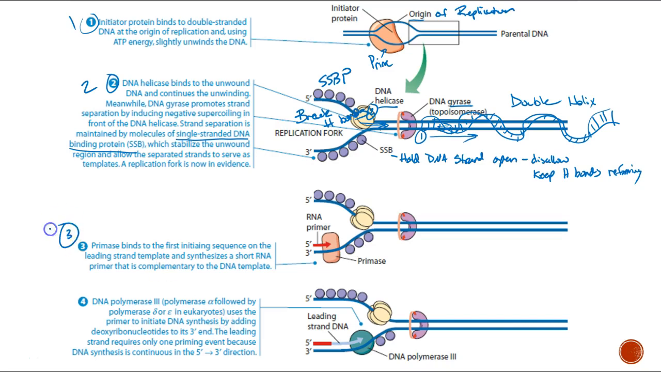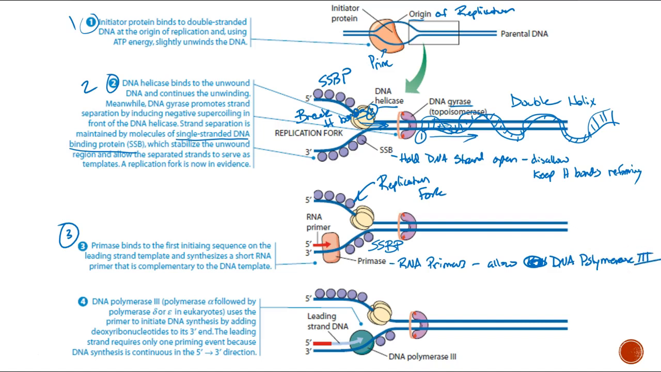Step number 3. Once the single-strand binding proteins jump on and hold this replication fork, once the replication fork is held open by these single-strand binding proteins, RNA primase is going to lay down RNA primers, which is going to allow DNA polymerase 3 to bond.